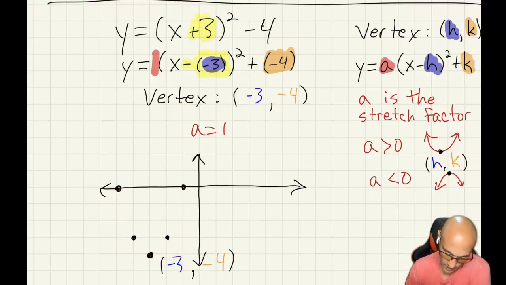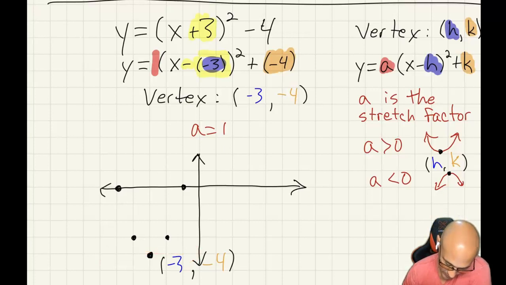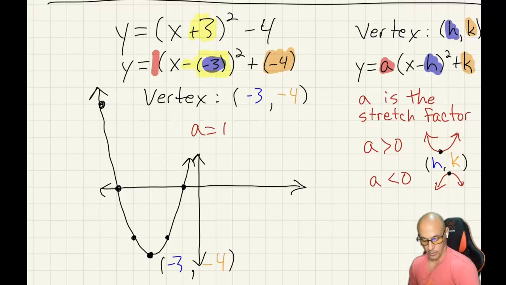And this is depending on what our A value is. And then when we go to the right and the left 3 from our vertex, 3 squared is 9, so we go up 9. Well, let's see, it's going to be right up here and here. And so then I can just connect those like that. And there is our parabola.